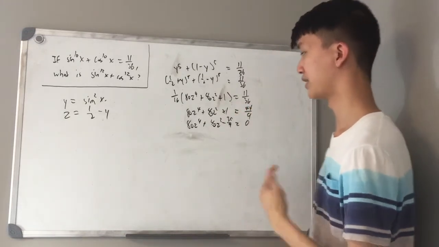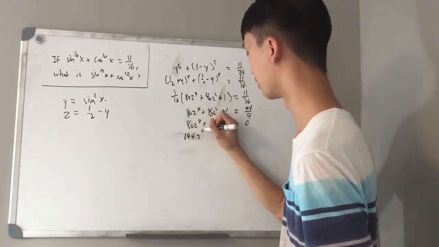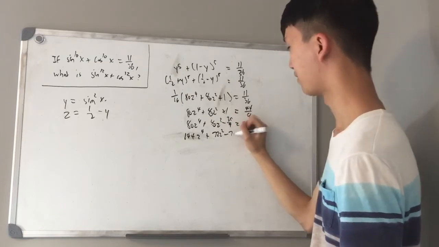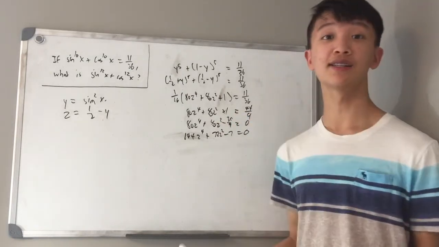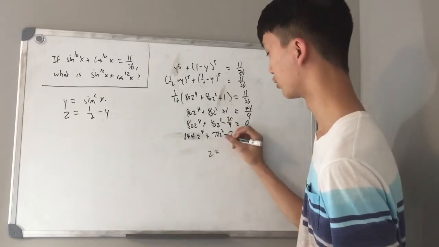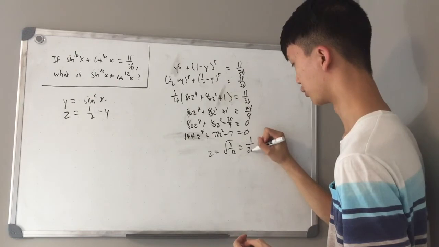Multiplying both sides by 9 and then dividing by 5 will then give us 144 z to the 4 plus 72 z squared minus 7 is equal to 0. And then again, to save us a lot of time, I'm just going to tell you that the z is equal to the square root of 1 over 12, which is also equal to 1 over 2 root 3.